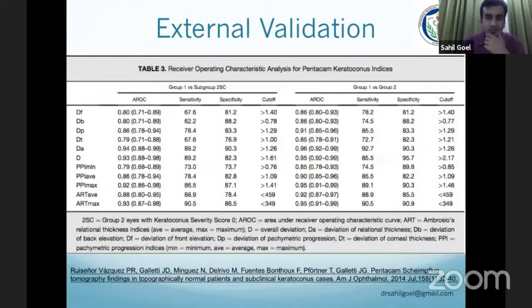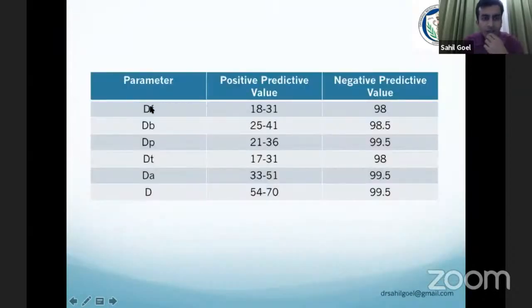This is one of the external validation first studies about Pentacam, which showed the sensitivity and specificities of various Belin-Ambrosio deviation maps. The overall D is what we should generally look at if you are in a hurry. Individual DF, DB, all 5 deviation maps, sometimes you might get an alert that this individual D is yellow or individual D is red. Please do not give any value to it.